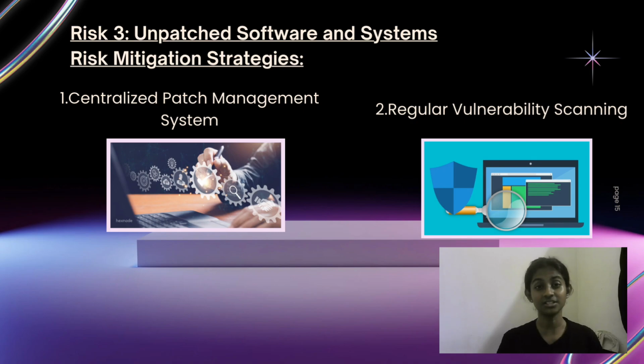So the first strategy is centralized patch management system, and the second strategy is regular vulnerability scanning. So for the first one, you have to implement a system that can automate the process of identifying, testing, and deploying security patches on applications, network devices, and operating systems. And the second one is regular vulnerability scanning. The purpose of this strategy is to identify missing security patches and security weaknesses.